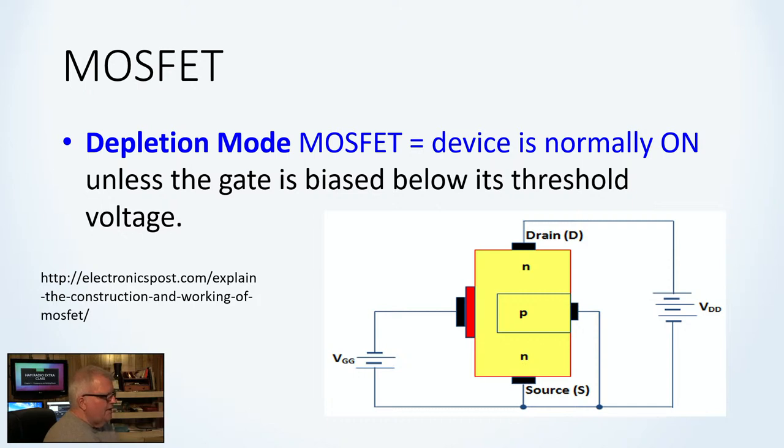Depletion mode FETs work the opposite. And they're more like tubes, actually. The device is normally on. Normally there will be current flow from the source to the drain, unless the gate is biased below a threshold voltage. And when that happens, current flow shuts off. So you need to know enhancement mode or depletion mode for field effect transistors.